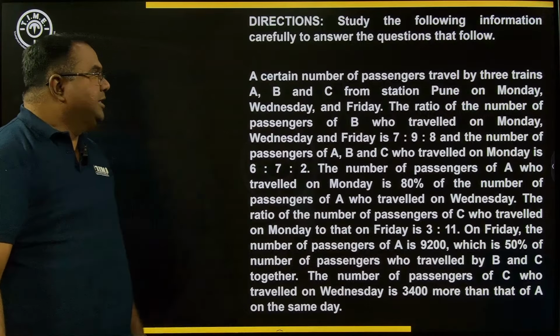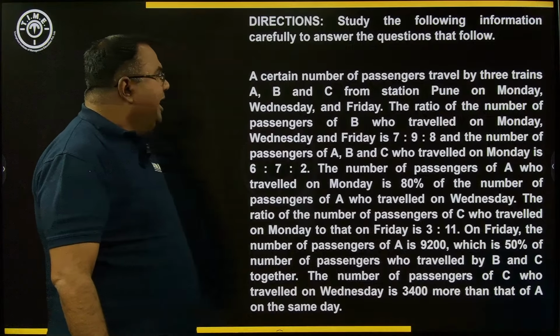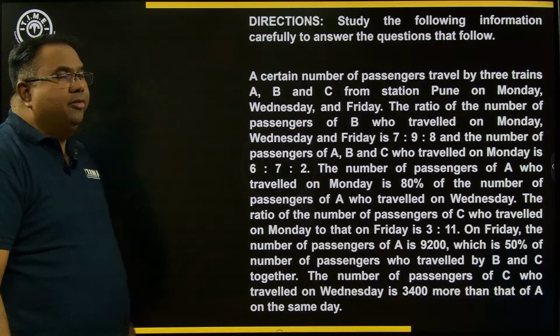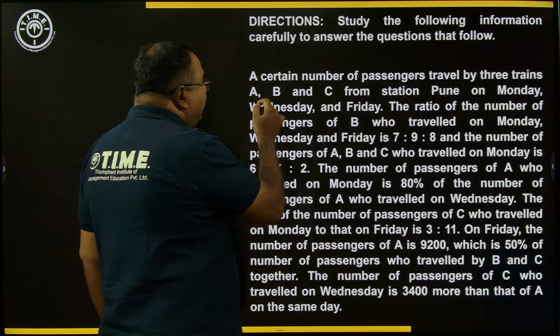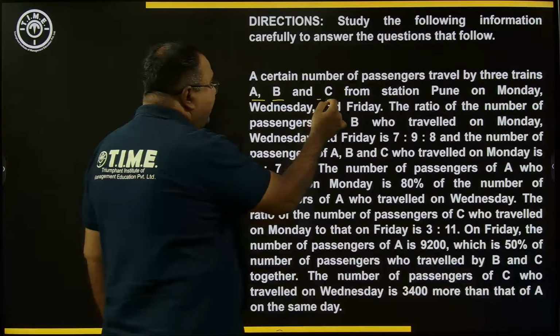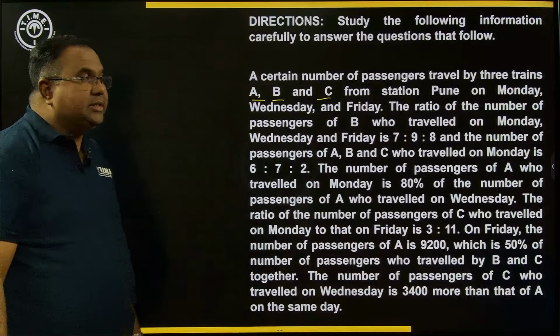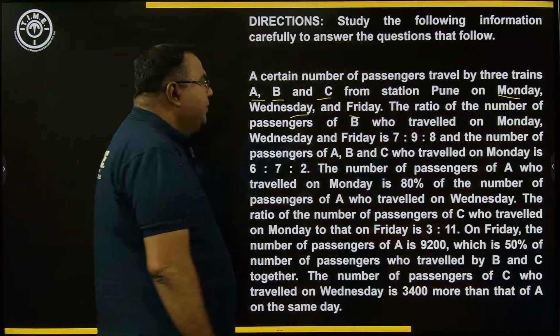Okay, let's look at this. Certain number of passengers travel by 3 trains A, B and C from station Pune on Monday, Wednesday and Friday. So obviously, passengers are traveling by 3 different trains, train A, train B, train C from station Pune on 3 different days, Monday, Wednesday and Friday, right?